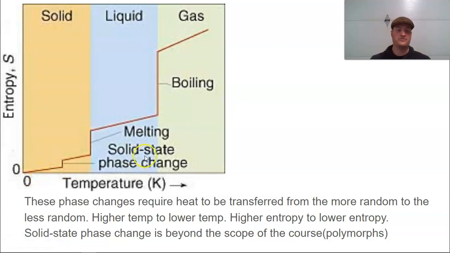Now I see this is introducing what's called a solid state phase change. This idea is beyond the scope of the course, but these are called polymorphs. A good example: chocolate has many different polymorphs.